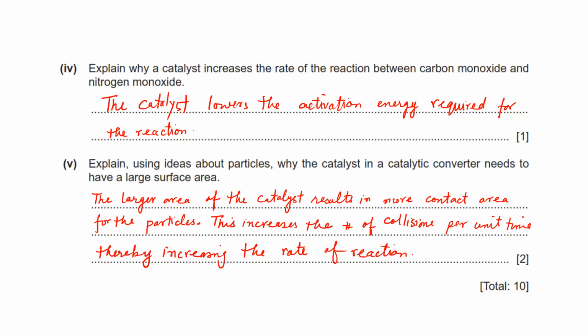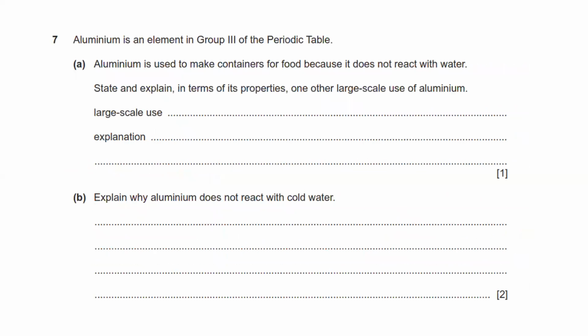So now moving ahead, question number 7. It says aluminum is an element in group 3 of the periodic table. Aluminum is used to make containers for food because it does not react with water. State and explain in terms of properties one other large scale use of aluminum.